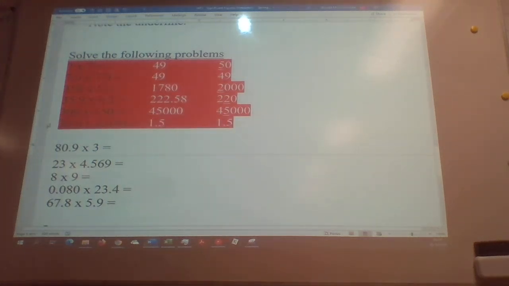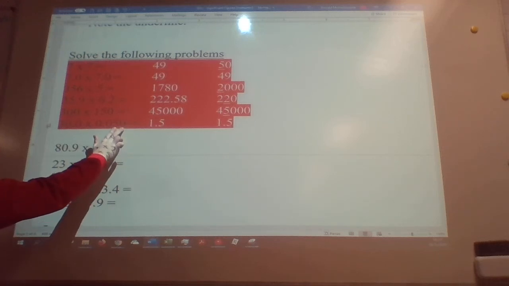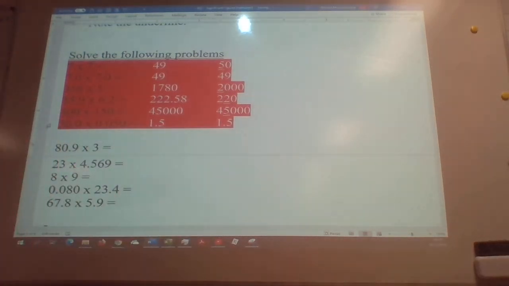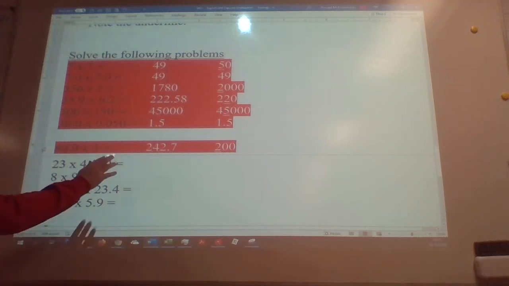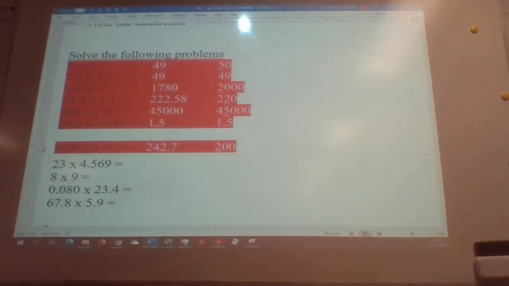30.0 times 0.050 gives us 1.5. We have 3 sig figs here, but only 2 here. So we have 2 in our answer. So we don't have to do any rounding on that one. We can only have 1 sig fig in this one. So 242.7 becomes 200 with the 2 underlined. We can only have 2 in this one.